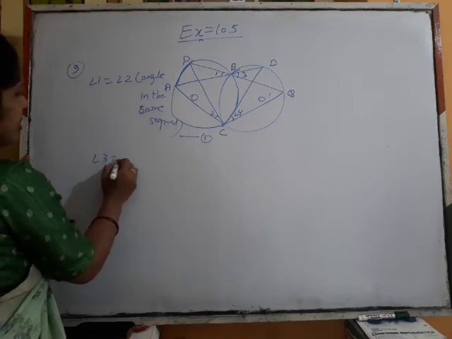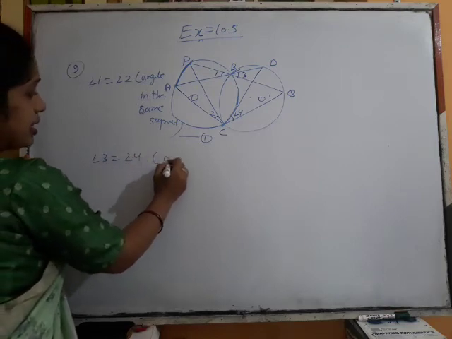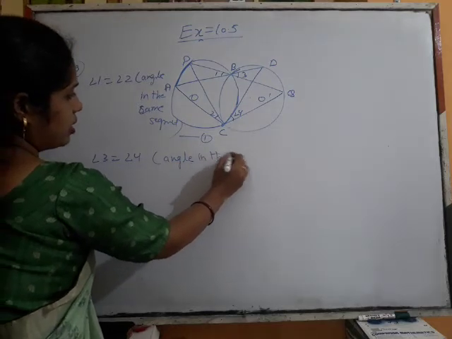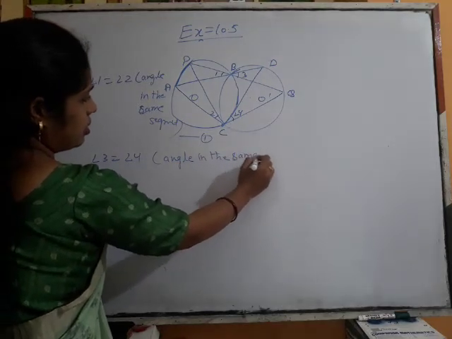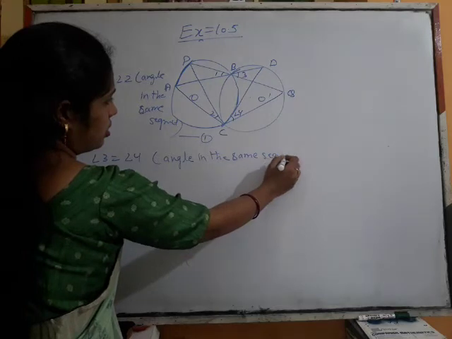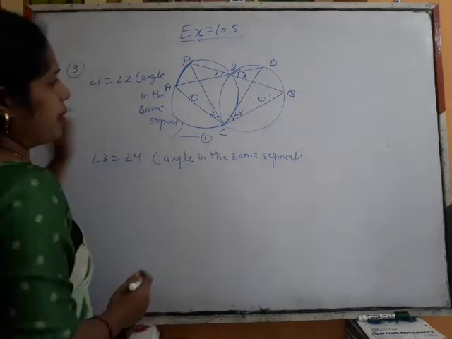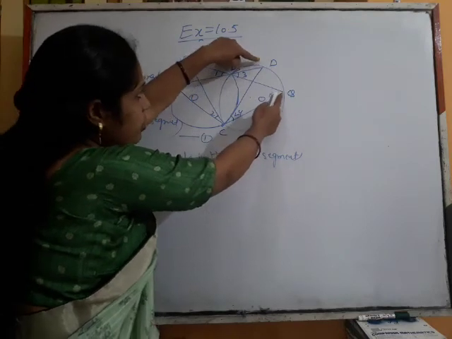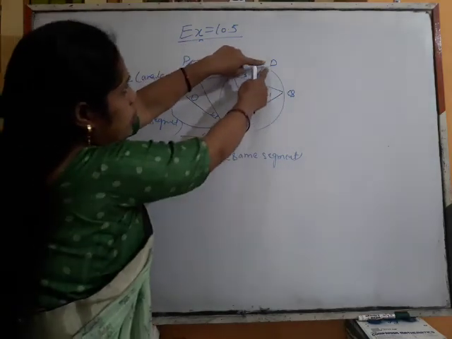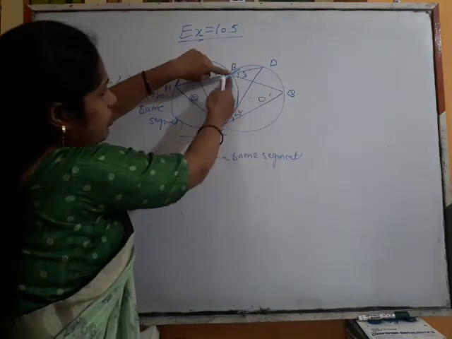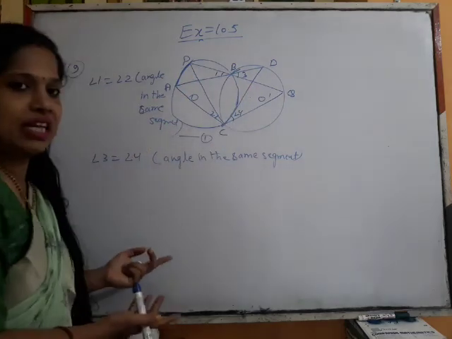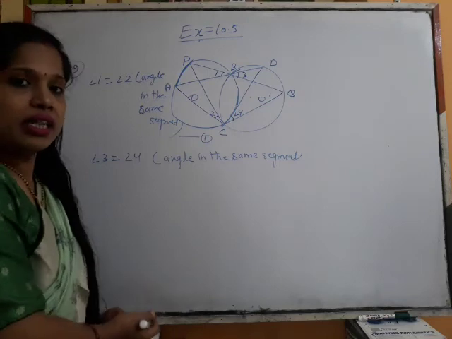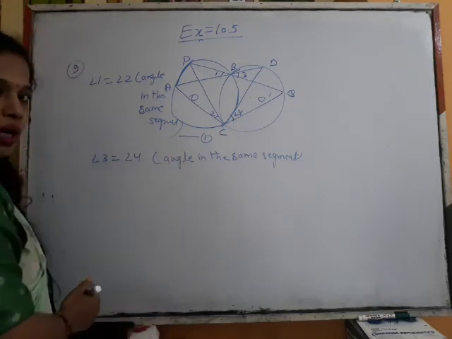Similarly, angle 3 is equal to angle 4 with a similar reason: angle in the same segment. This is angle 3 and angle 4. This is arc DQ which is subtending angle at C. Both the points are joined with B and C, so obviously they are making angles at B and C both, and they are in the same segment. So both the angles will be equal.